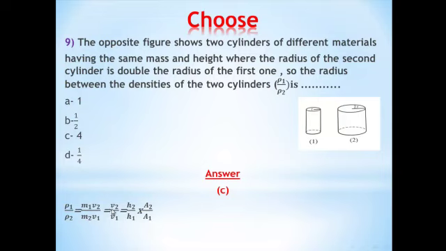V equal A times height, surface area times height, and heights are equal, cancel together, equal A2 over A1. A equal pi R square, and R2 double, so 2 square over 1 square equal 4. Do you understand? Thank you very much.